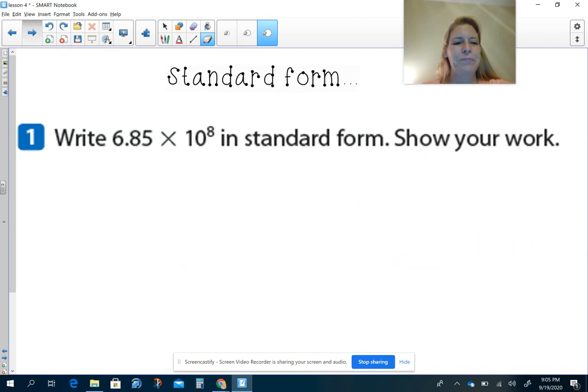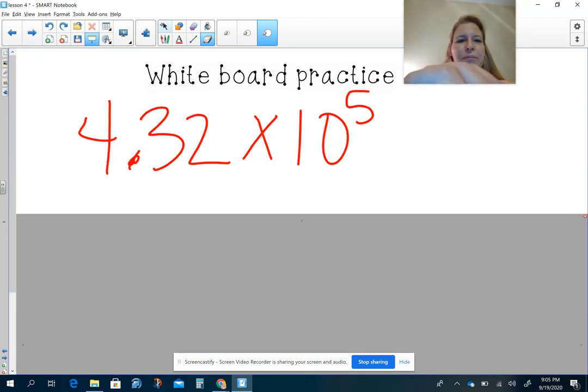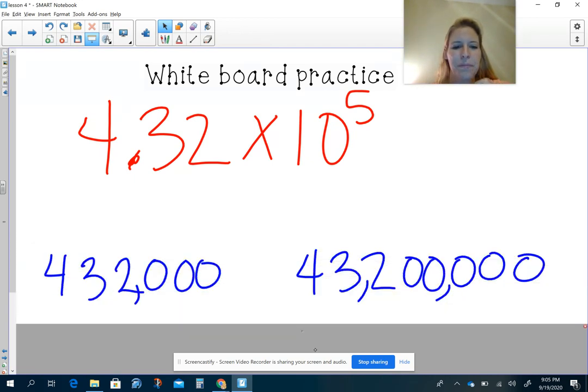All right. Cool, guys. Let's try again. You ready? Let's try this one. Here are my 2 answer choices. Who did it correctly? Guess what I'm going to do? I'm going to count zeros. Let's see who did it correctly.